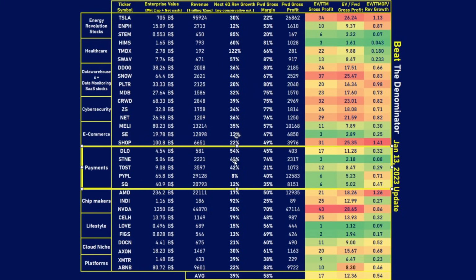If that makes sense, I'd rather own a StoneCo with 41% revenue growth next 12 months and 74% gross margin than, say, a Toast with 42% revenue growth, so a little better, but only 21% gross margin next 12 months. I'd much rather own a StoneCo. And that's the reason why this stock is so cheap at 0.08. It's the second cheapest stock after HIMS, second cheapest.